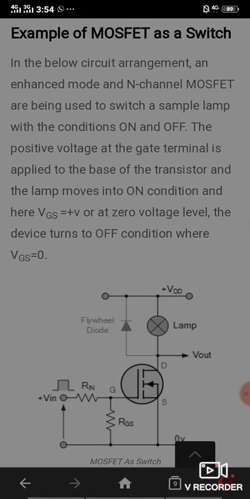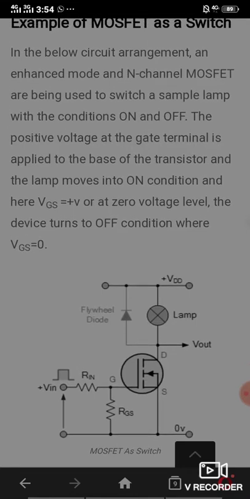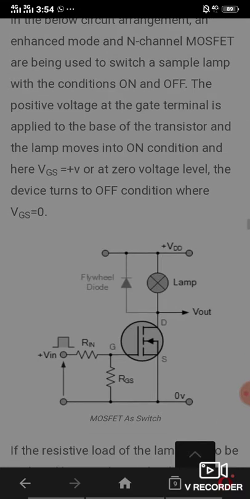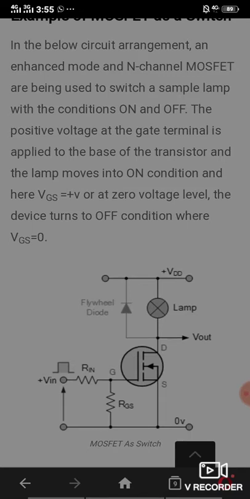The positive gate voltage is applied to the base of the transistor and the lamp turns on. Here VGS is at zero voltage level, and the device is in the off condition when VGS equals 0.